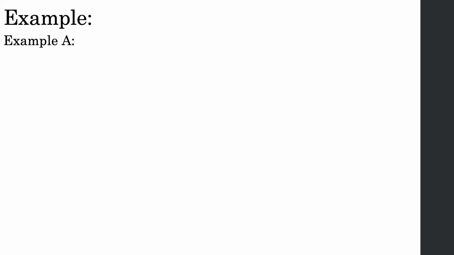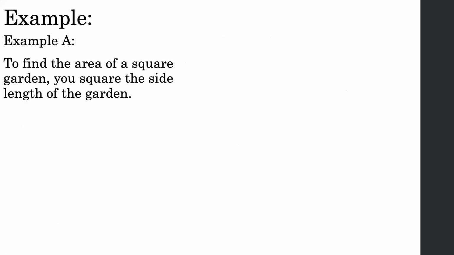Okay. The second example, now I forgot how many clicks I had. Okay, is find the area of a square garden. You square the side length of the garden. Sorry. And we talked about this example a couple of times as well.